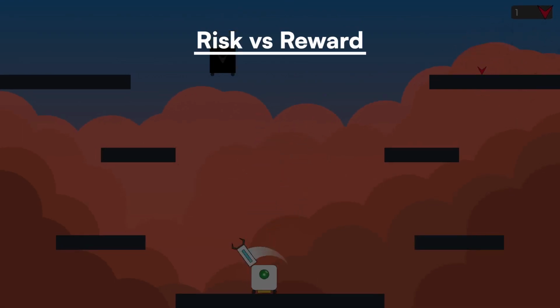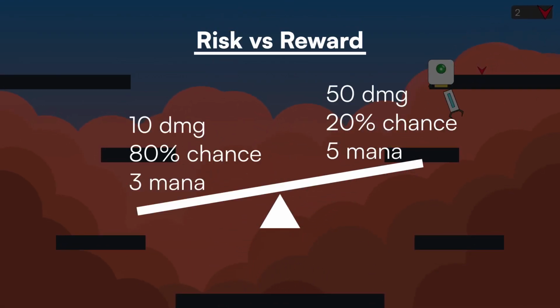Adding some element of risk versus reward in a game is an easy way to offer interesting choices to the player. To that end, expected values and probability can be of great help.